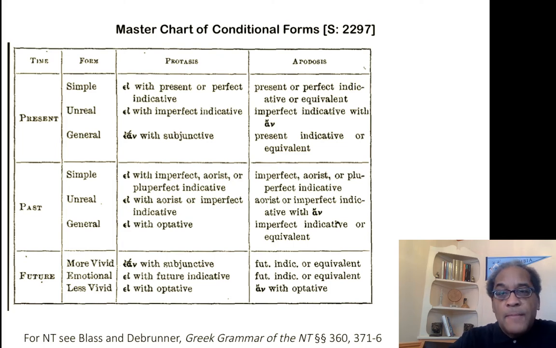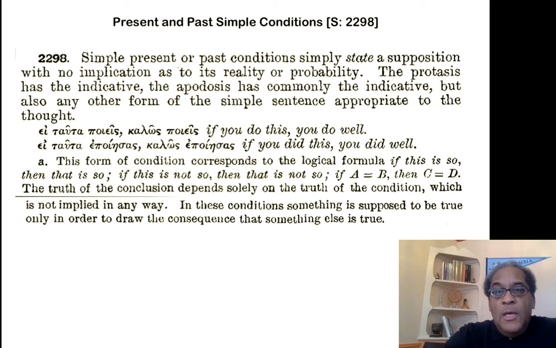Okay, so let's begin. As I said, of the present and past conditions, you have simple, unreal, and general. So we'll begin with the present and past simple conditions. Simple present or past conditions simply state a supposition with no implication as to its reality or probability. The protasis has the indicative. The apodosis has commonly the indicative, but also any other form of the simple sentence appropriate to the thought.